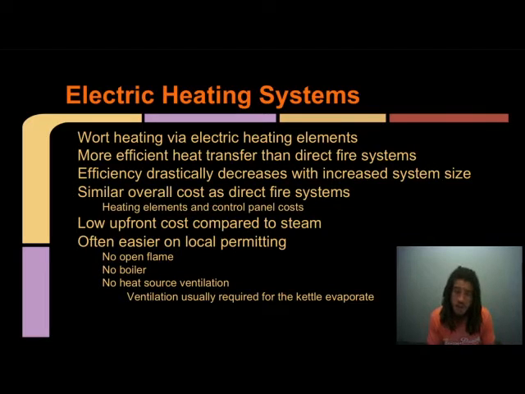Similar overall cost as direct fire. Again, you have to pay for heating elements, you have control panel costs, all that kind of thing. There is, however, as with the direct fire, a lower upfront cost than, for example, a steam system. Also, it is oftentimes a lot easier on local permitting. So when you're trying to open the brewery and get the local permitting, there's no open flame. There's no boiler required, same as direct fire.